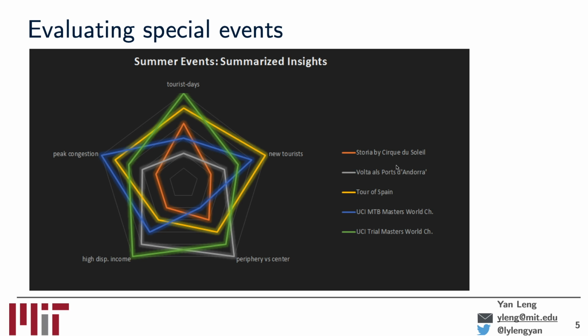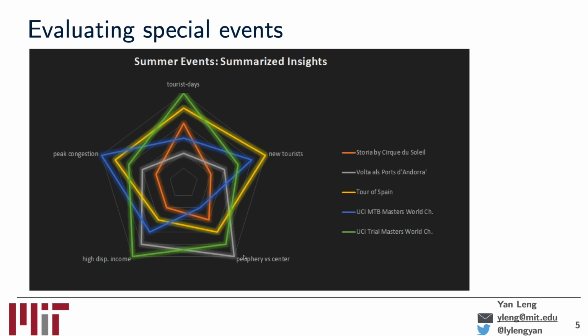One of them is a cultural event, Cirque du Soleil, colored in orange, and the other 4 are all bicycle events. The 5 indicators that we capture here are tourist dates to evaluate the popularity of the event, new tourists to evaluate the marketing strategies, and the ratio of tourists centered in the periphery or the center of Andorra. This can capture whether the tourists explore different regions of Andorra. High disposable income tourists are used as a proxy for the revenue. And the last one is peak congestion, which is the negative externality caused by the tourism event.